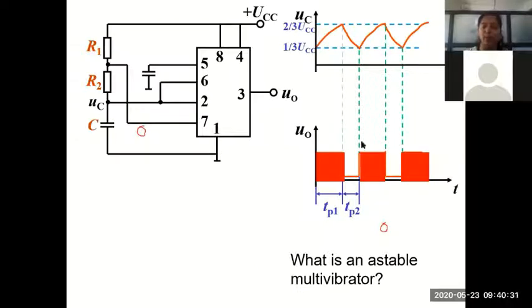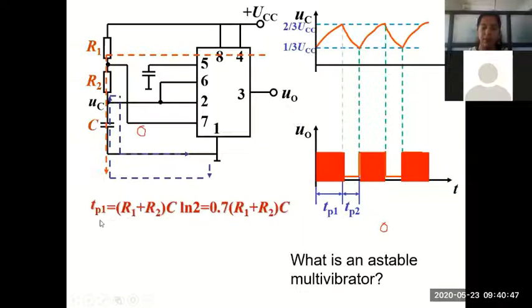Okay, so now based on this, you remember the expression which we considered in the last class, the expression for voltage across the capacitor. We are going to apply the same expression, and simplifying that, we will get the expression for the time duration when the output is in logic 1, TP1, and the time duration when the output is in logic 0, TP2. So if I consider logic 1 state, the capacitor voltage, remember what was the expression we had written?